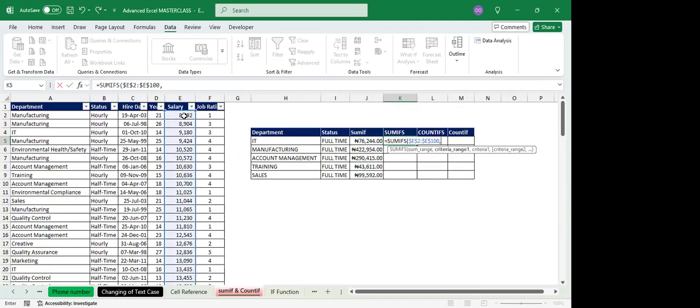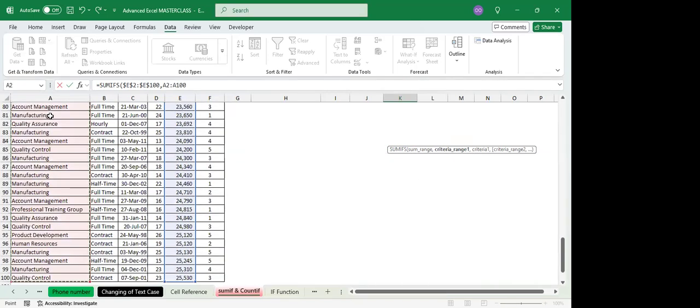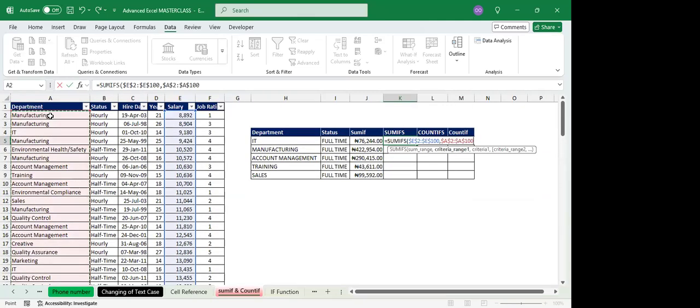So now it's asking me, what is the criteria range 1? Mind you, this is not just criteria, it's asking criteria range 1. The two criteria are talking about department and status, right? So I'll pick one to be the 1 and the other one to be the 2. So the criteria range 1 is not just asking about the criteria, but the range of all possible criteria 1, which is talking about all the departments. I'm going to select all of them and I'm going to lock it, right? And I'll go to comma.